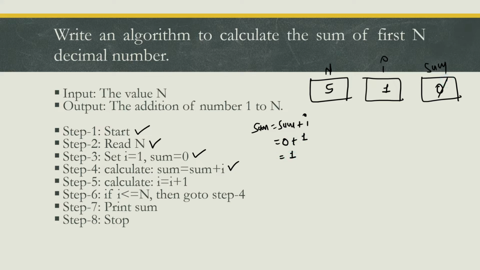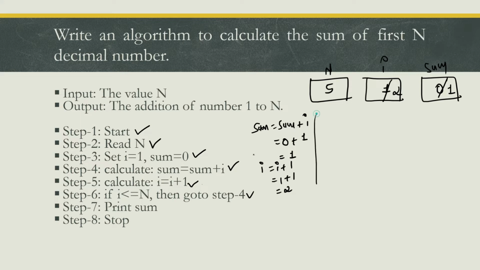Now the value of variable sum is 1. Then what is step number 5? I is equal to I plus 1. What is the value of I? 1. 1 plus 1 is equal to 2. Right? The value of I will be updated to 2. Then we have to check step number 6. Value of I is less than or equal to n or not. Yes, 2 is less than or equal to 5, which is true.